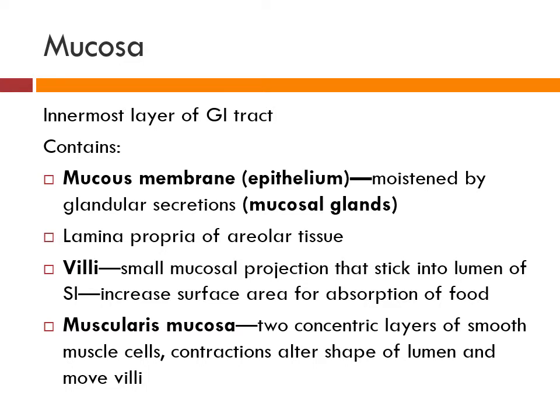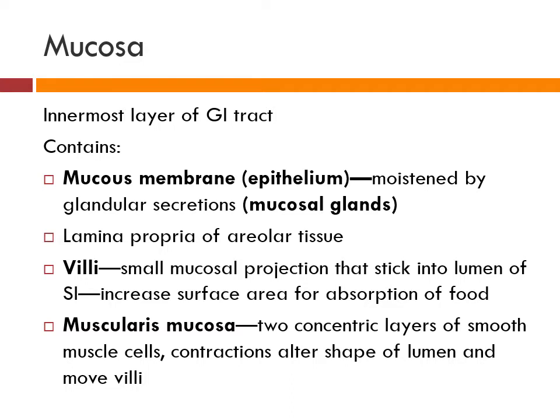Underneath the epithelium, we have a lamina propria, which is a layer of areolar connective tissue. We also have villi in the mucosa. Those are small projections that stick into the lumen. This is within the small intestine, where we have these villi. The villi increase the surface area for absorption of food. We'll look a little bit more at those in a little while.